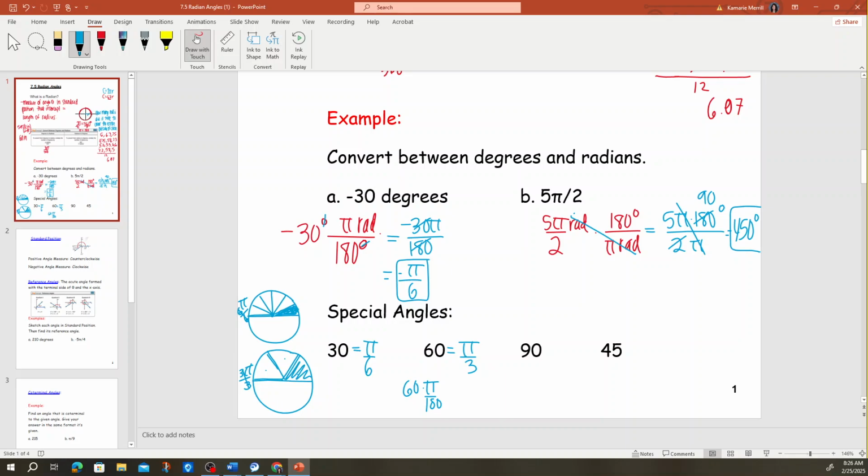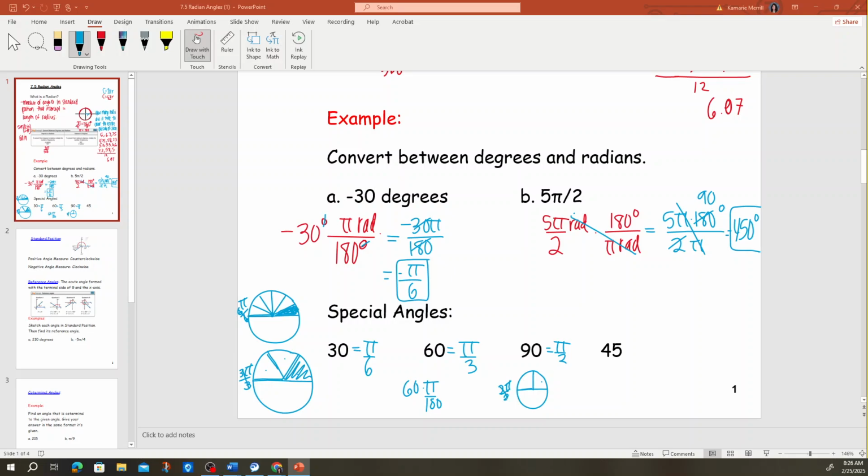Okay, let's do 90. How many 90-degree rotations can we get in? Or we can do the conversion. 90, 90. Yep, those are pi halves. So 1 pi half gets me 1 rotation. 2 pi halves gets me all the way to 180.